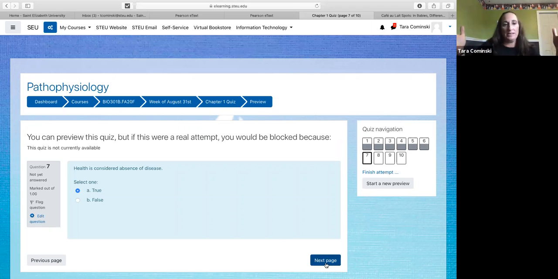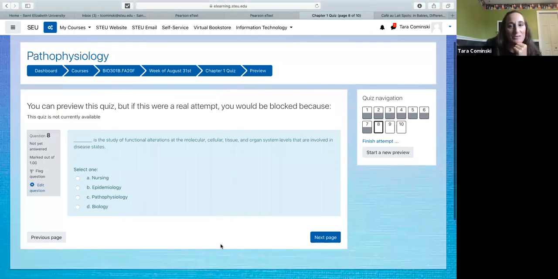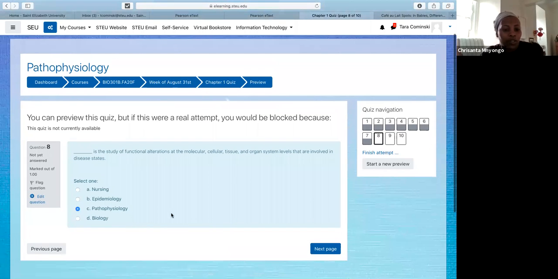Remember we talked about the health and wellness continuum, or health and illness, where you can be super healthy over here and very ill over here, and there's lots of in between. All right. Blank is the study of functional alterations at the molecular, cellular, tissue, and organ system levels that are involved in disease states. What's that answer? Pathophysiology. Yeah, pathophysiology.